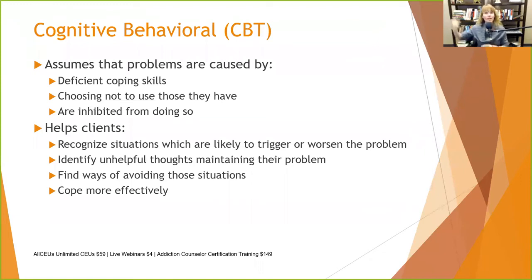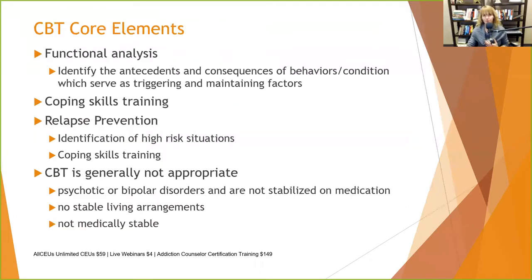And that may be the reward. That may actually get the spouse's attention, who doesn't usually pay attention to them. So we want to look at what's maintaining that behavior. CBT helps clients recognize situations which are likely to trigger or worsen the problem and address those. Identify unhelpful thoughts maintaining their problem. Find ways of avoiding those situations and cope more effectively.